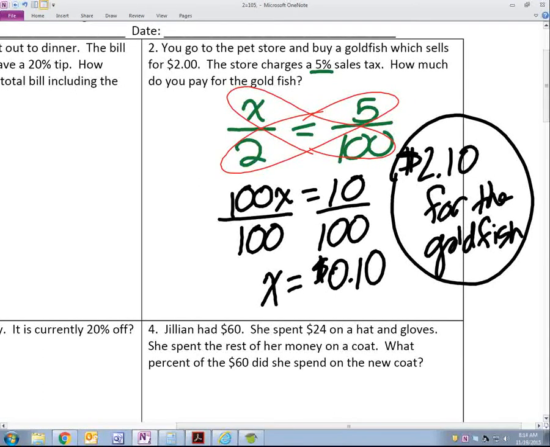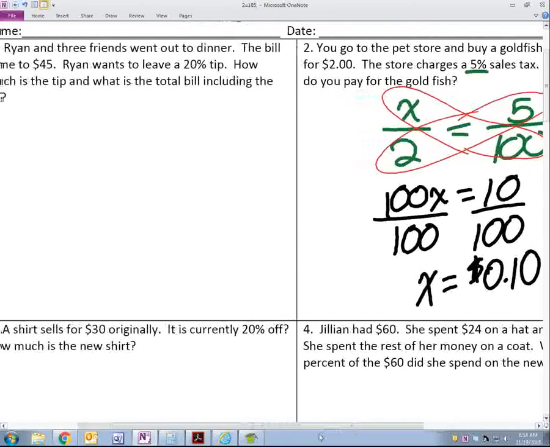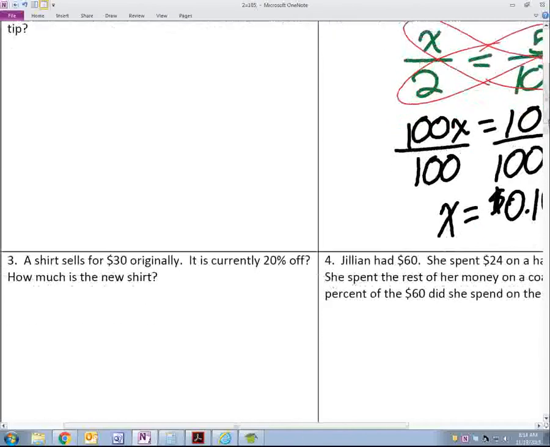But if you did have x equals 10 cents, that's good that you did the proportion correct. You found the correct percent, 5% of $2. However, just make sure you're answering the question that's being asked.